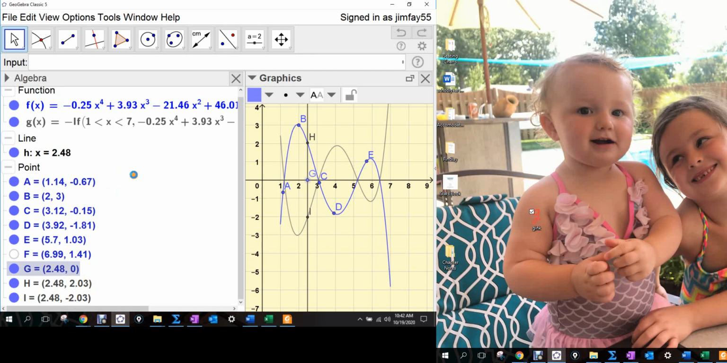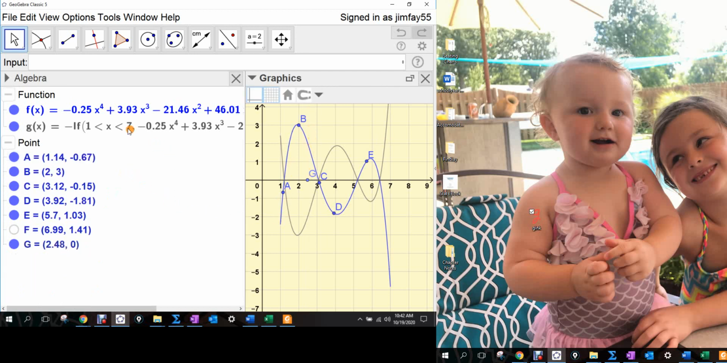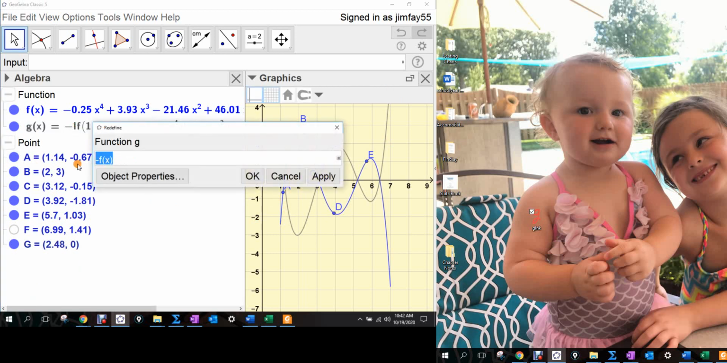Let's do it this way. Instead of multiplying the entire function by a negative, like I did here, let's get rid of this, and let's say that g is now the f function, but wherever you saw x, you're going to make x negative.